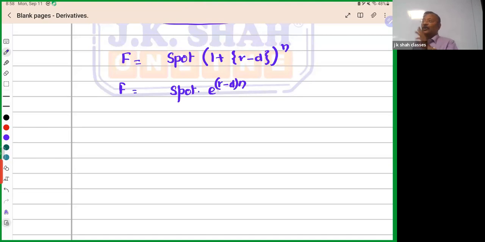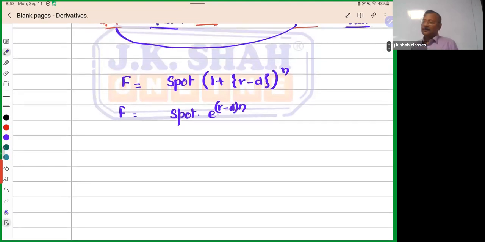अभी इसका और एक लॉजिक समझो. What impact does dividend have on the future price? Does it reduce the future price or does it increase the future price? Dividend. Increase or decrease? Decrease.